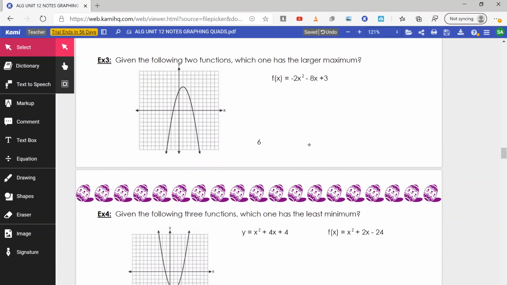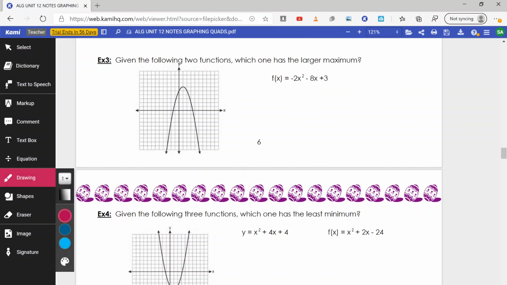Sometimes what happens is we're given a couple functions and they ask us a question like this one: given the following two functions, which one has the larger maximum? First thing, the larger maximum, what's my highest point on this one? I see at my turning point, which is right there, it has a value of 1, 2, 3, 4, 5, 6.